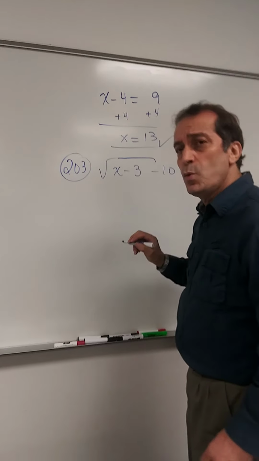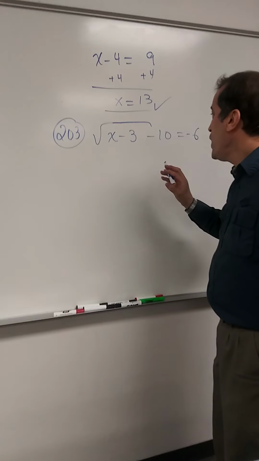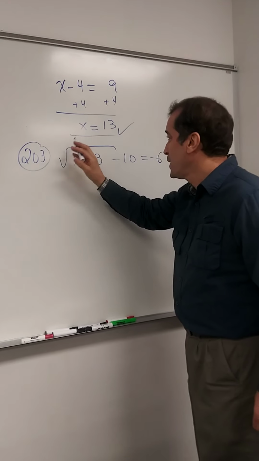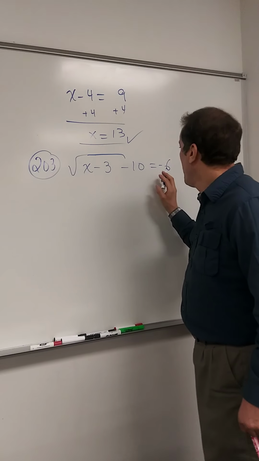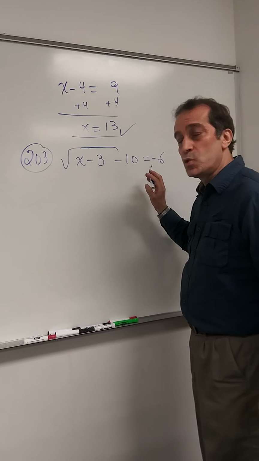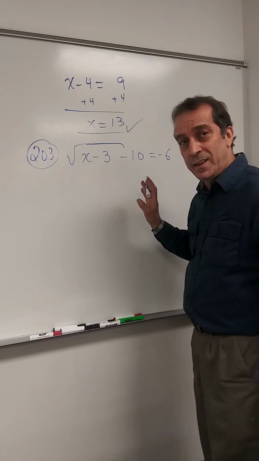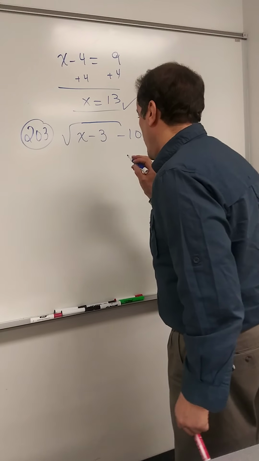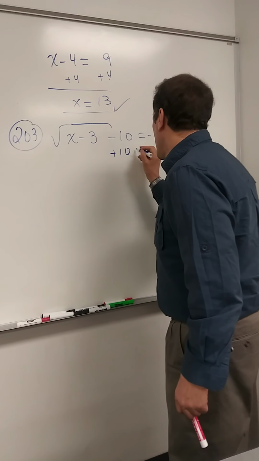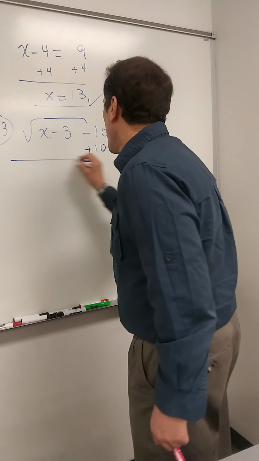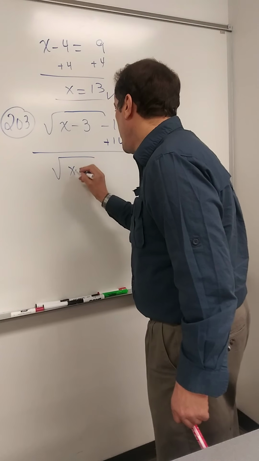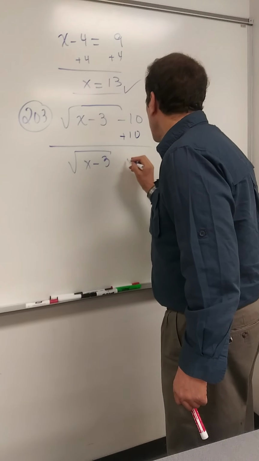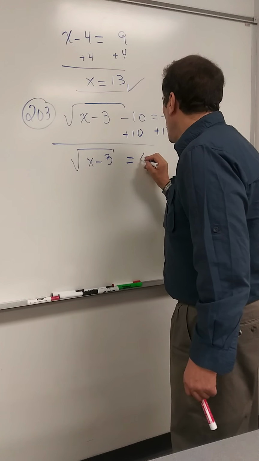In example 3, we have a minus 10 here that's with the radical. We have a minus 6 that's with the radical. So before we do the domain or anything, we need to simplify this equation and have the radical by itself on one side. So we're going to add 10 to both sides. And that gives us square root of x minus 3 equals minus 6 plus 10, which is 4.